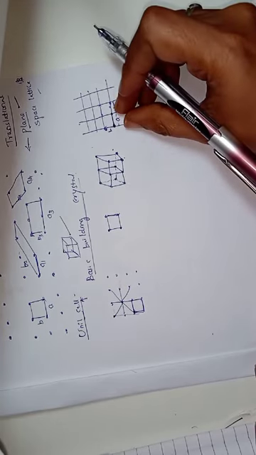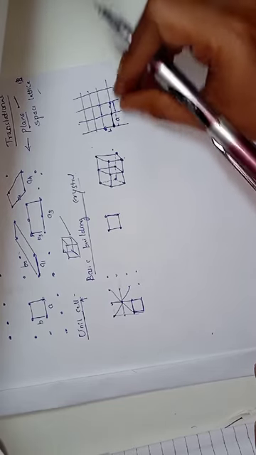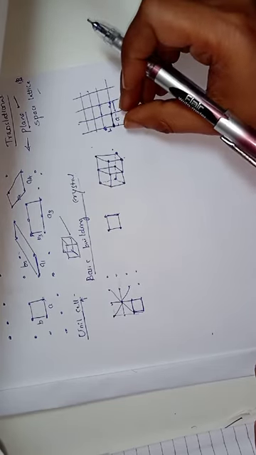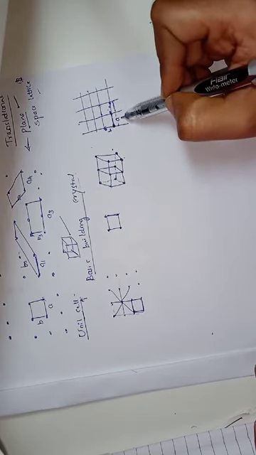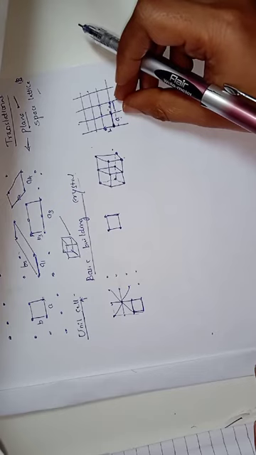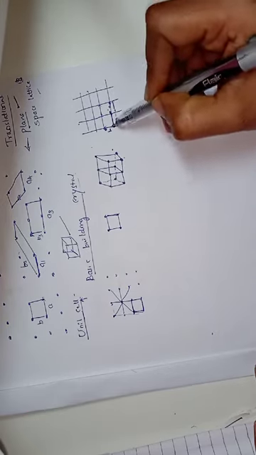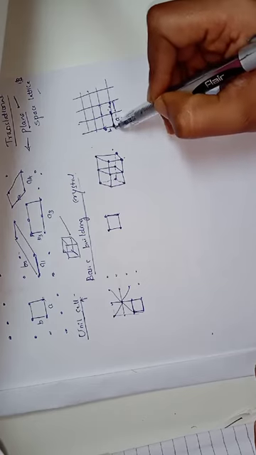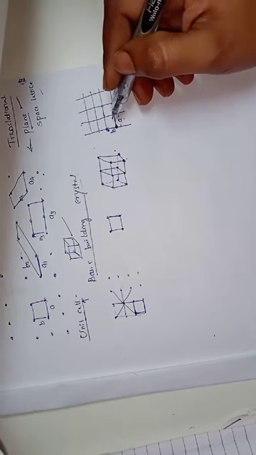Let's consider the length of each lattice point in the horizontal direction for the understanding purpose. If we consider these two lattice points, the distance is A. From this lattice point to this lattice point, the distance is B.